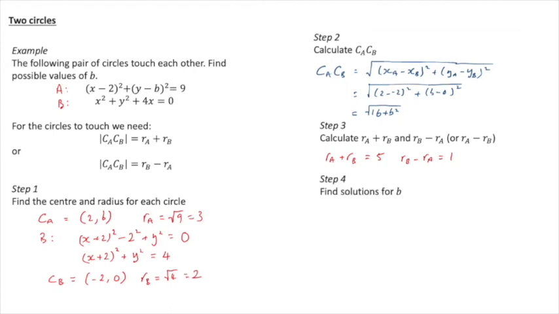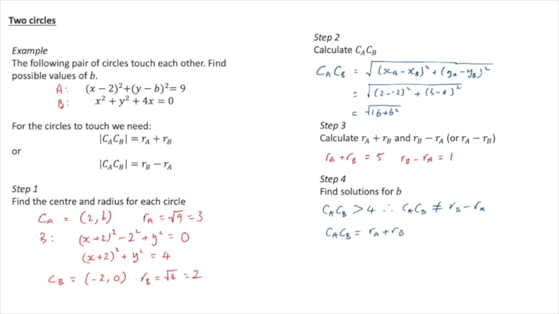Now we're looking for solutions for our value of b, because we know that the square root of 16 plus b squared, which is the distance between the centres, has to either equal 5 or 1. But in fact, that square root has to be bigger than 4, doesn't it? We're only interested in the positive square root. b squared has to be positive, so the number inside the square root has to be bigger than 16, which means the square root itself has to be bigger than 4. So it isn't possible for the distance between the centres to equal the difference between the radii. So it can't equal 1.